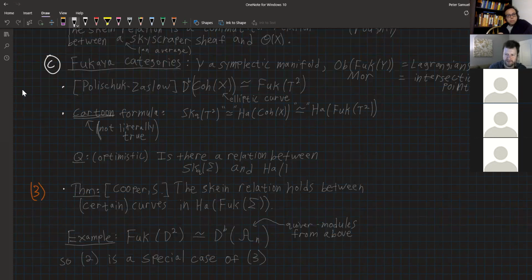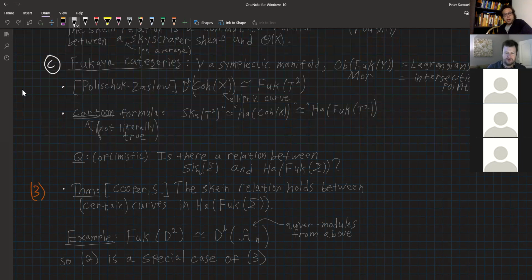I'm being a little imprecise here, but that's okay. What I'd want to say is that there's a map from the Skein algebra to the Hall algebra of the Fourier category.